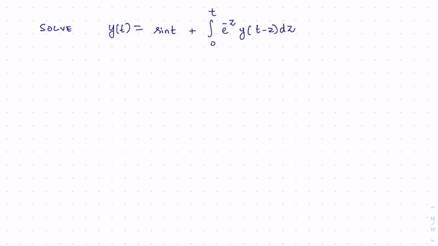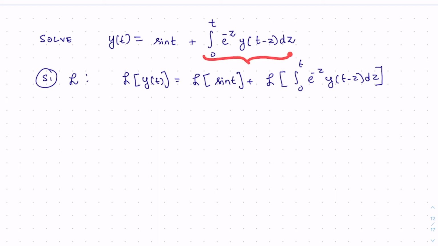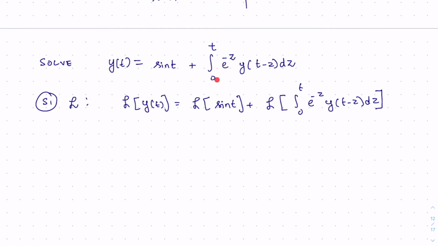If I apply the Laplace on both sides, I'm going to have the Laplace of y of t equals the Laplace of sine t plus the Laplace of the integral from 0 to t of e to the minus z times y of t minus z dz. I want you to stare at this part for a while to see how I can rewrite this in terms of the convolution. If you stare at this long enough, you will realize that this part right here is actually e to the minus z convoluted with y of t.